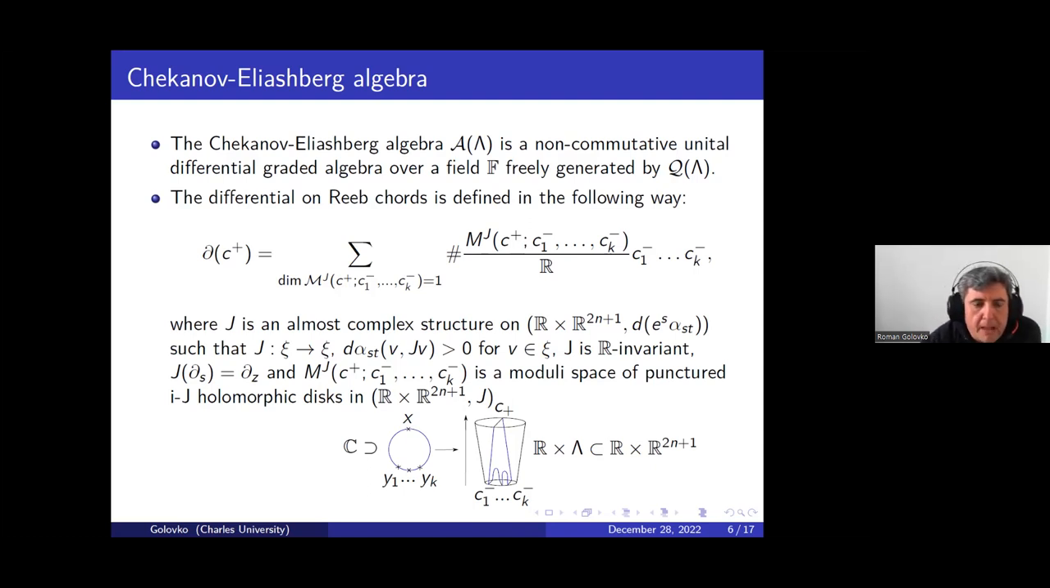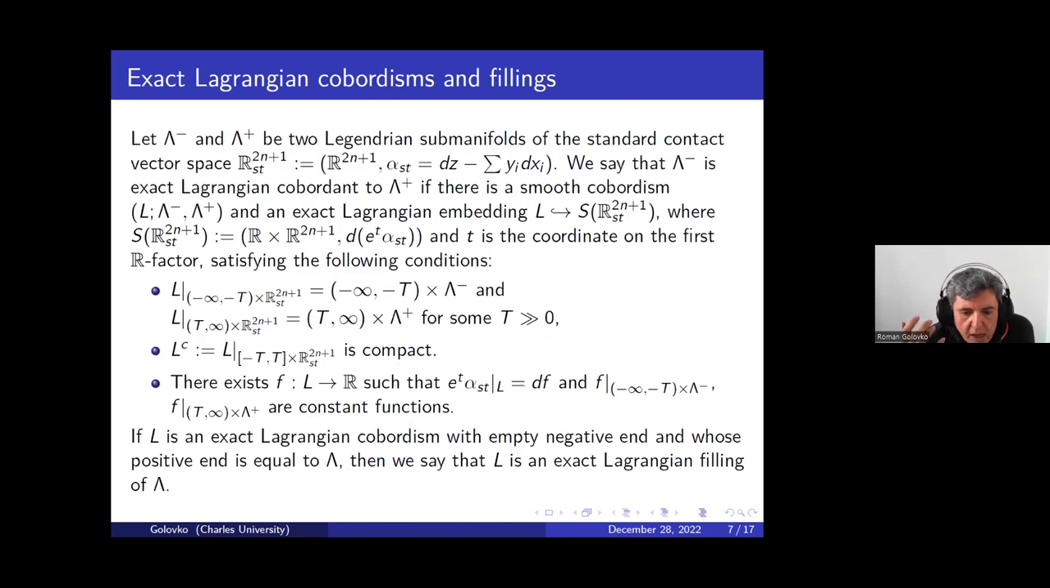Okay. So now, in order to deal with this algebra, we will also need another geometric object, which is the so-called exact Lagrangian cobordism.